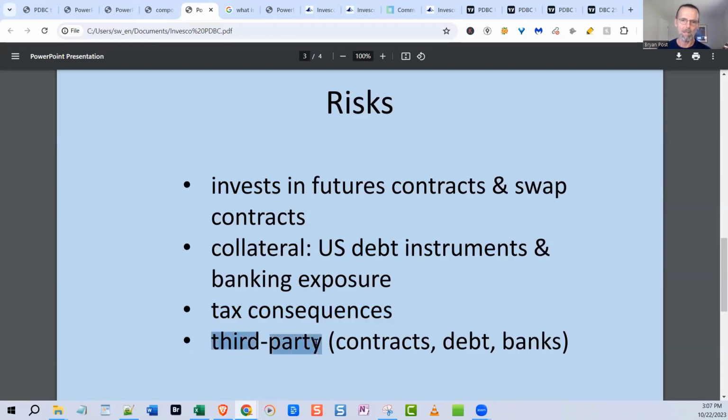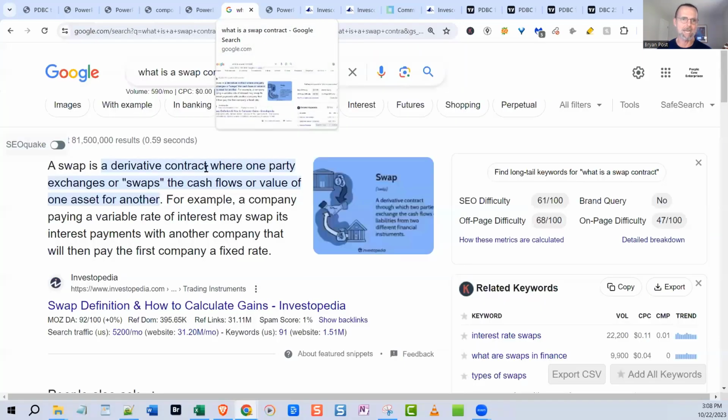And then third-party risk, because in this particular ETF, we've got not only futures contracts, but swap contracts as well. So that involves third-party risk. The debt instruments involve third-party risk, and then exposure to the banking industry, obviously that's third-party risk. And so anyway, high risk ETF, that would be my overall summary.